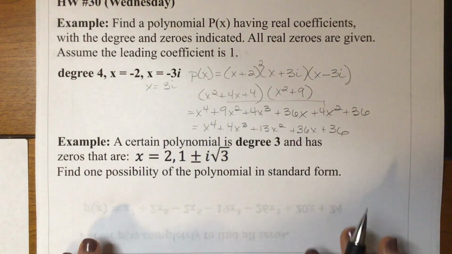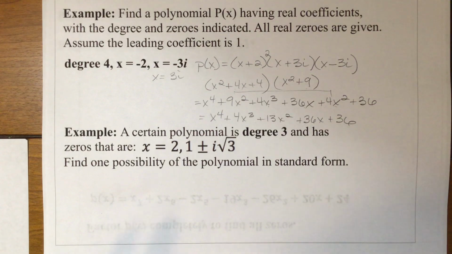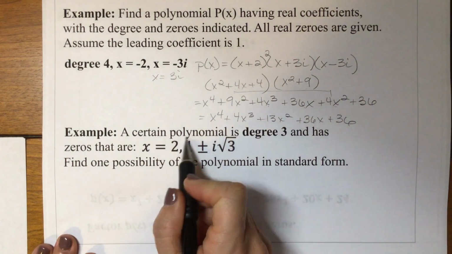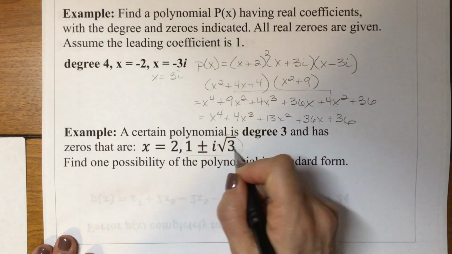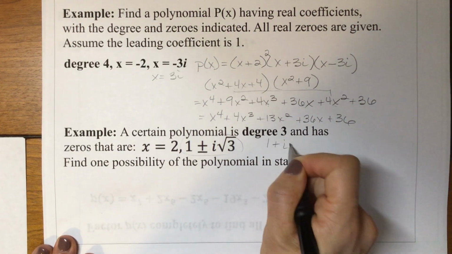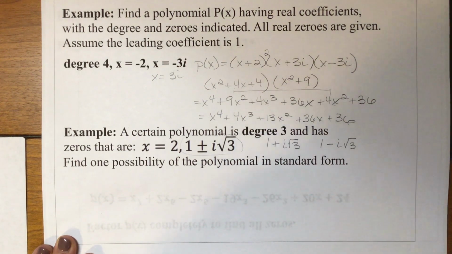All right. Second example is weird. I want you to look at this. Degree 3. So right here, I have all 3 of my zeros. So this is the same as our previous example, except I don't have any missing zeros. But check this out. This 1 plus or minus i root 3, these are 2 zeros where I have 1 plus i root 3 and I have 1 minus i root 3.